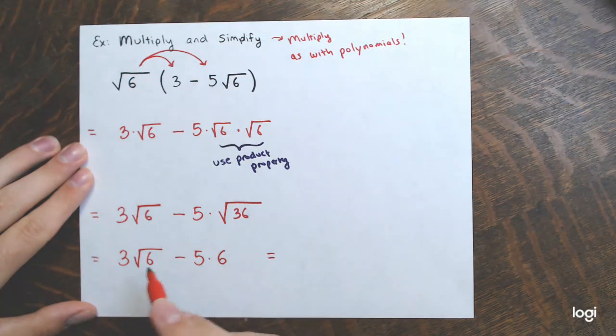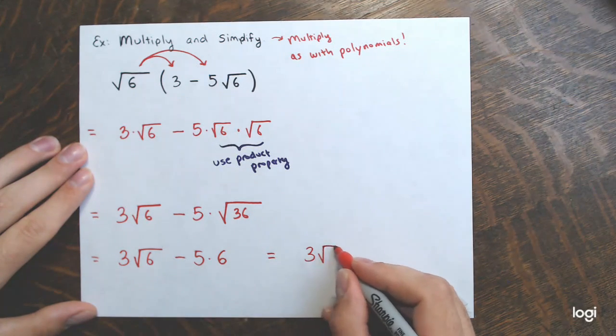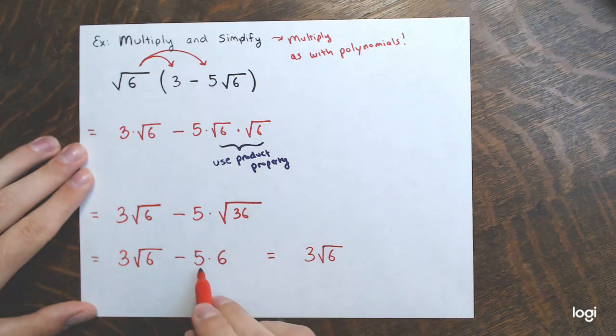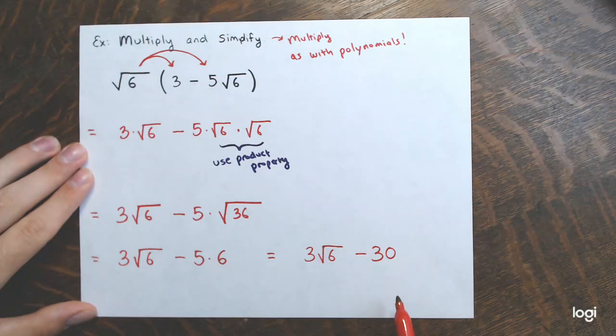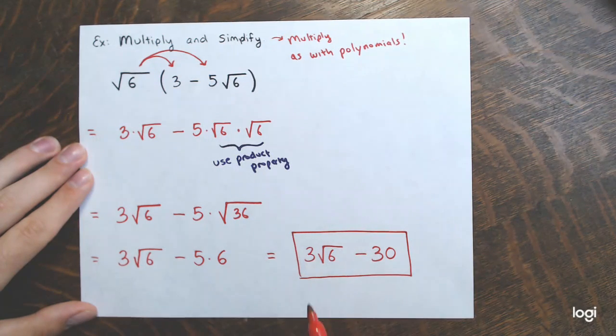Finally, our terms are: 3 times the square root of 6 is the first term, and then negative 5 times 6, negative 30, for the second term. And notice you can't put these together. These are not like radicals. This has a square root of 6 attached; this term does not. Just like terms, you cannot put these together and make like negative 27 root 6 or anything like that. So this is as simple as that will get.